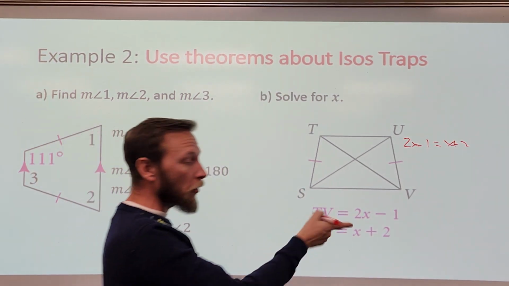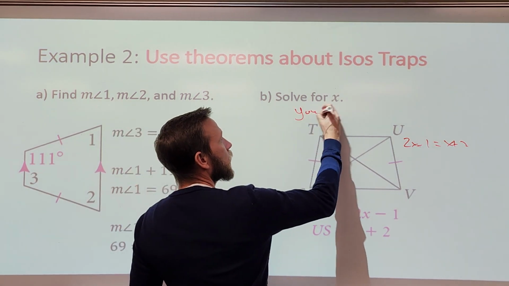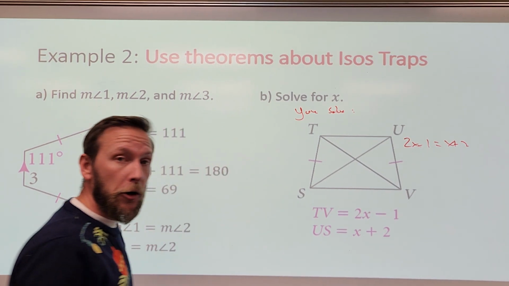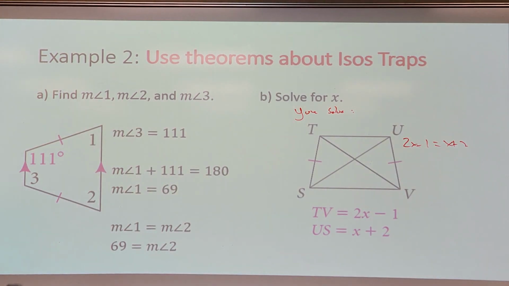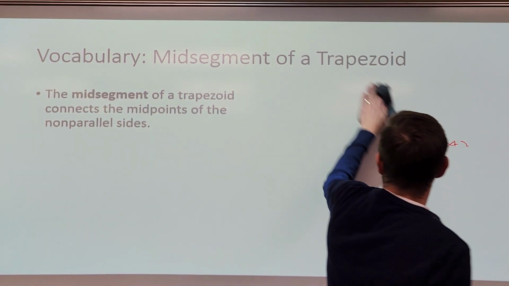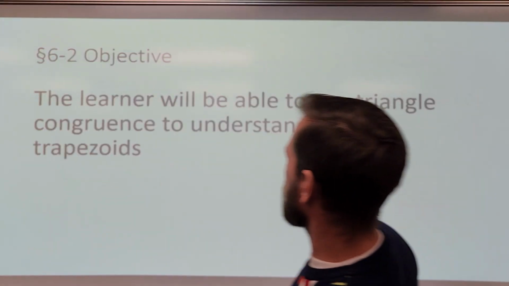Go ahead and you solve it. These are equal to each other. You solve. Do that basic algebra 1, chapter 2, and then we'll confirm your answer in class. Pause the video if needed. And now we're going to discuss the mid-segment. And this should probably be the end. I think that this is the last thing.